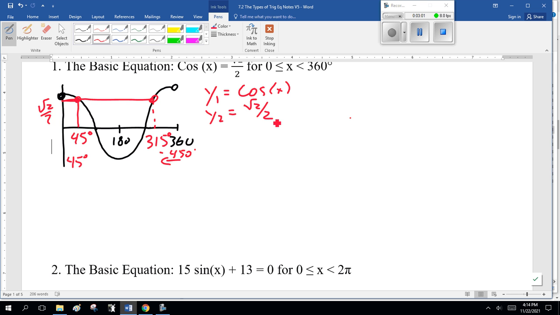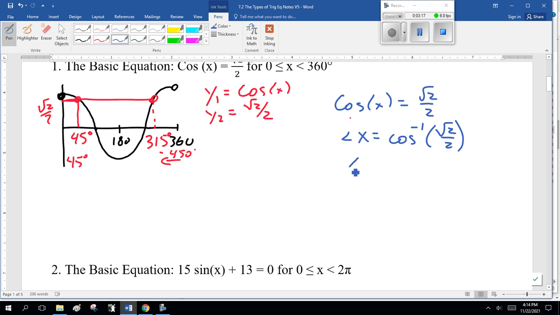That's what you need to be able to do. Draw the graph and realize what's going on. Now, if you do this algebraically, cos of x is square root of 2 over 2. Angle x is cos to the minus 1 of square root of 2 over 2. Angle x is 45 degrees. That's what you do on your calculator. Now here, you have to draw the graph and realize that there's a second answer, 315 degrees.